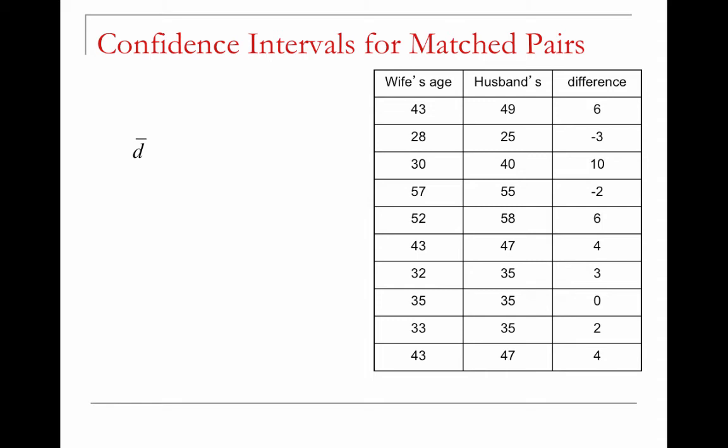So now let's look at intervals for matched pairs. A paired interval is the mean difference plus or minus your margin of error, where the t asterisk is your critical value, found the same way that we found them before, and the SE is the standard error.